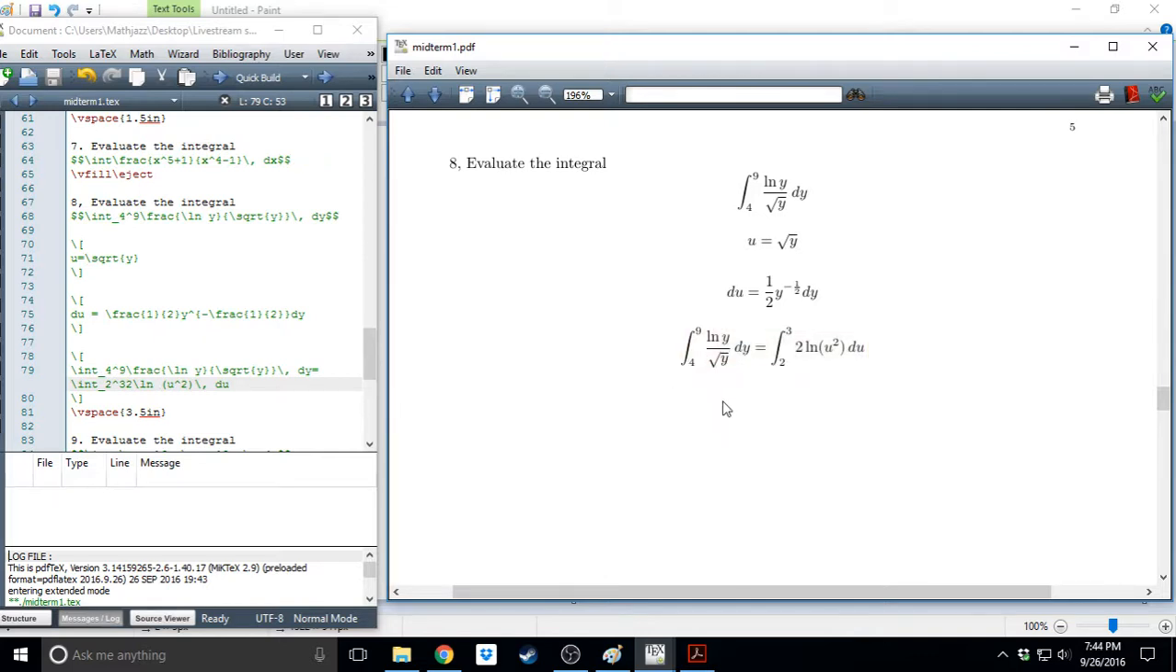So this integral, when we do our substitution, 4 for y becomes 2 for u. 9 for y becomes 3 for u. ln of y becomes ln of u squared. And since du is 1/2 of y to the negative 1/2 dy, here's the y to the negative 1/2, here's dy, we needed a half, so a 2 is left behind to balance.